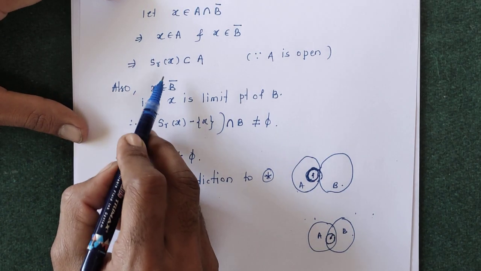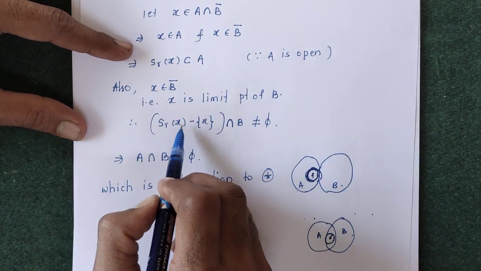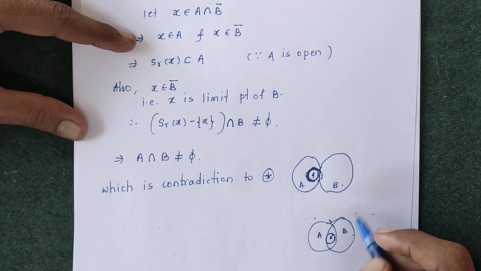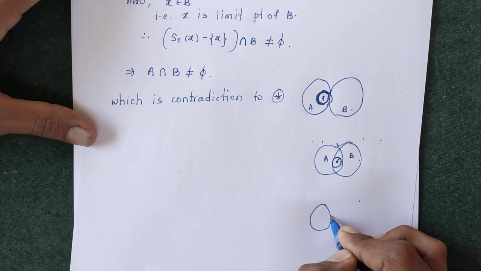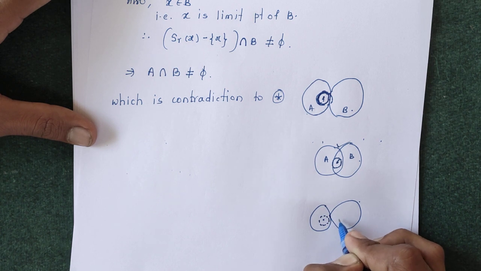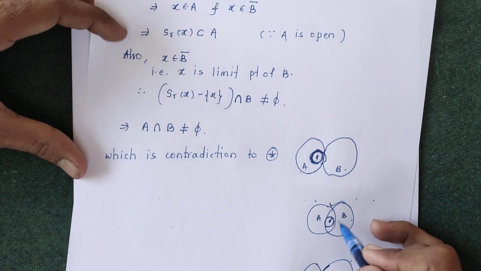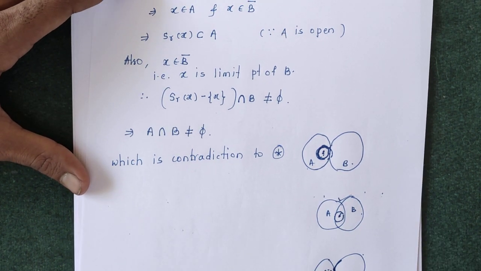There is no need to draw these diagrams. One thing must be clear: for S_r of x to be in A as well as S_r of x to intersect with B, we have to draw this diagram. In this diagram, if you draw A and this is B, then if we draw the open sphere which totally lies inside A, this open sphere does not intersect B closure because B closure is this set. So to hold both conditions, A and B must intersect, but that is a contradiction.